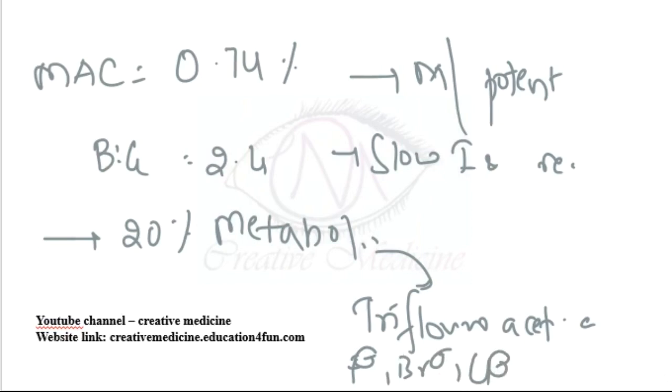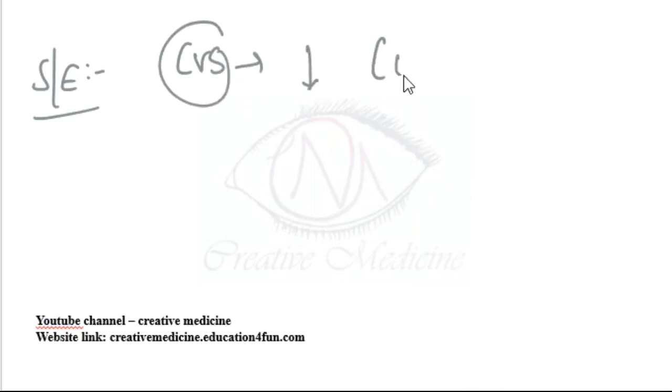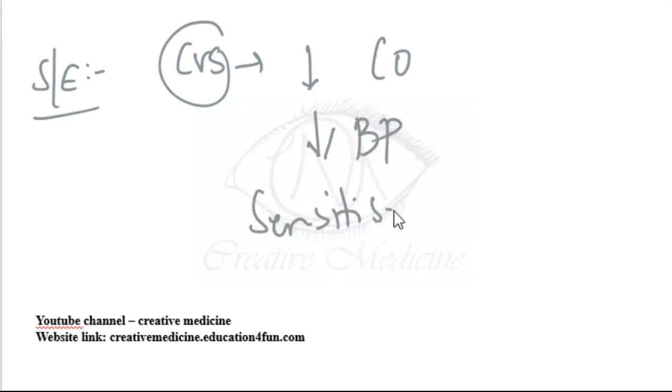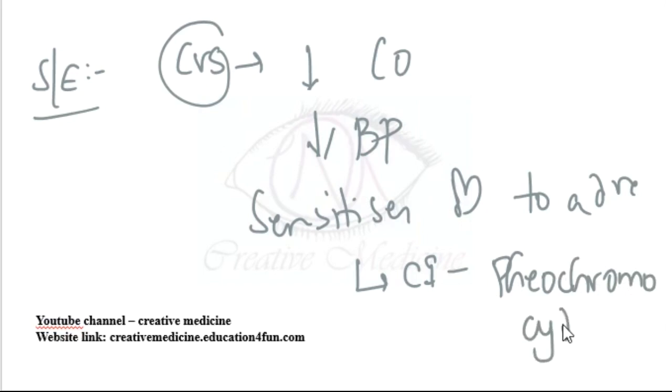Systemic side effects of halothane. Halothane on cardiovascular system, it decreases the cardiac output maximally. It causes hypotension. Halothane also sensitizes the heart to adrenaline. Maximum adrenaline dose is 1.5 micrograms per kg. Thus, because it sensitizes the heart to adrenaline, halothane is contraindicated in pheochromocytoma.